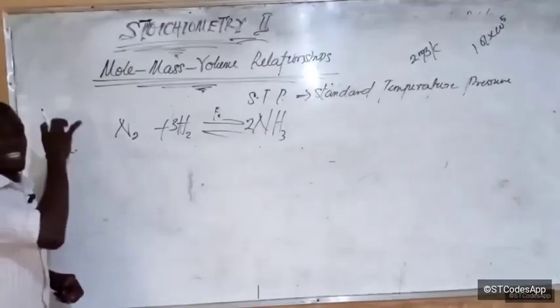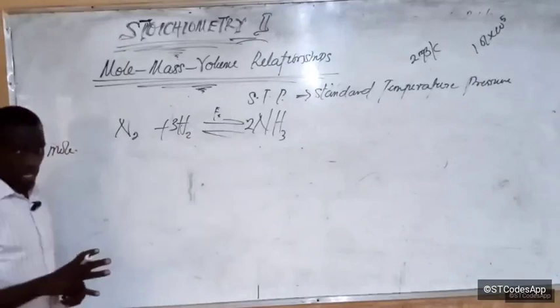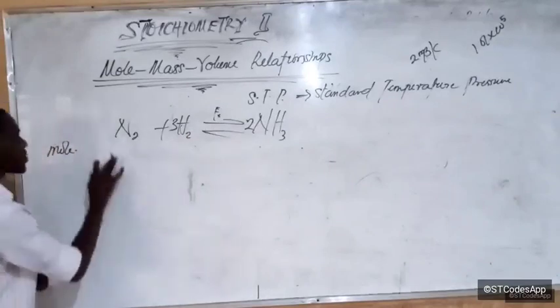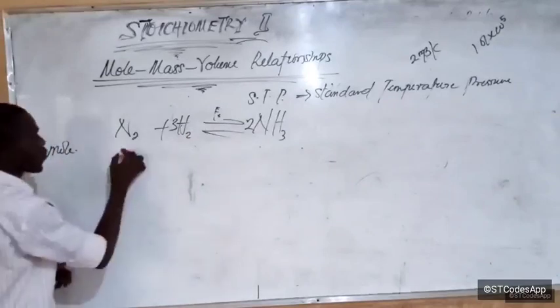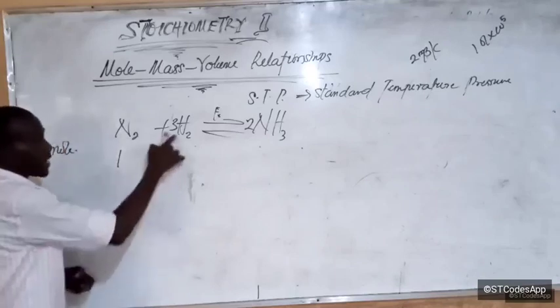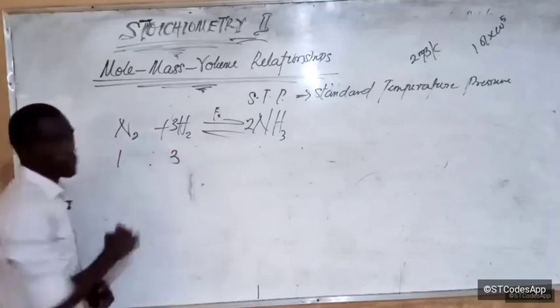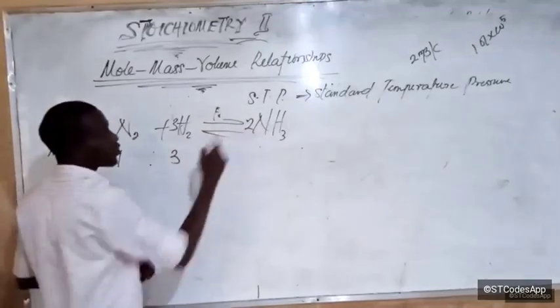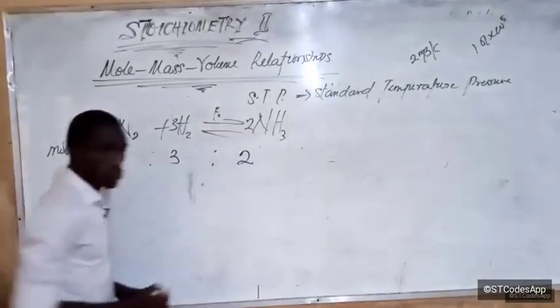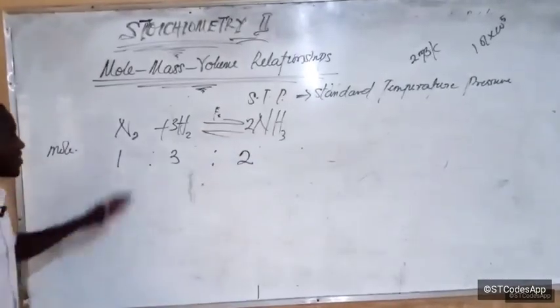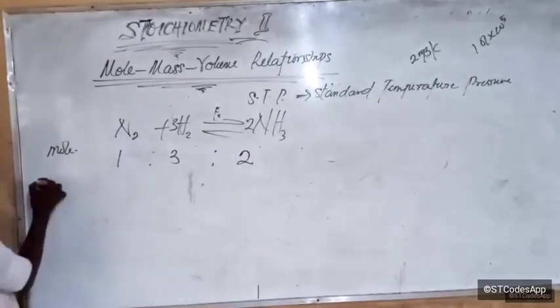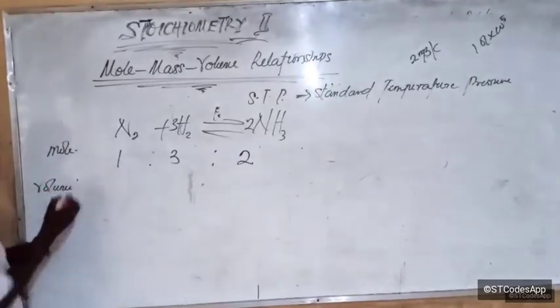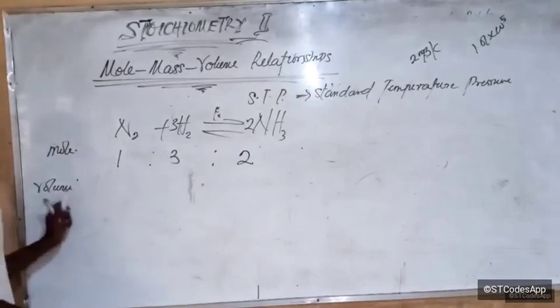Since I have attained a balanced chemical reaction, I now check what is their mole relationship. How many moles of nitrogen do we have here? We have 1 mole ratio. How many moles of hydrogen do we have here? We have 3 moles. Is that okay? And how many moles of ammonia are we producing? We are producing 2 moles of ammonia. Now, this can also be interpreted to its volume.